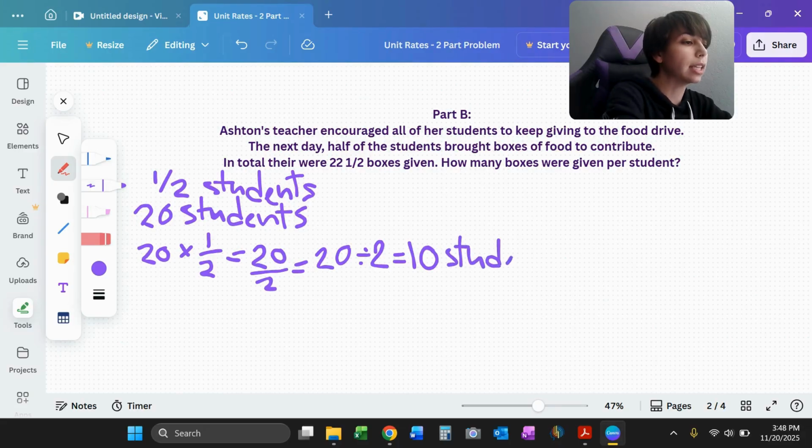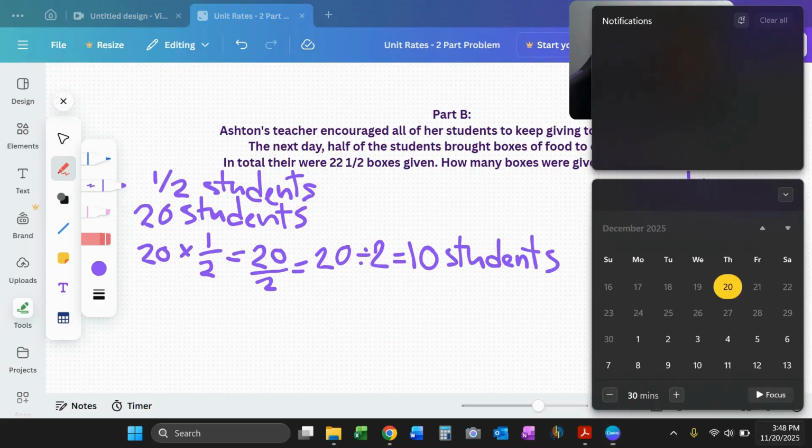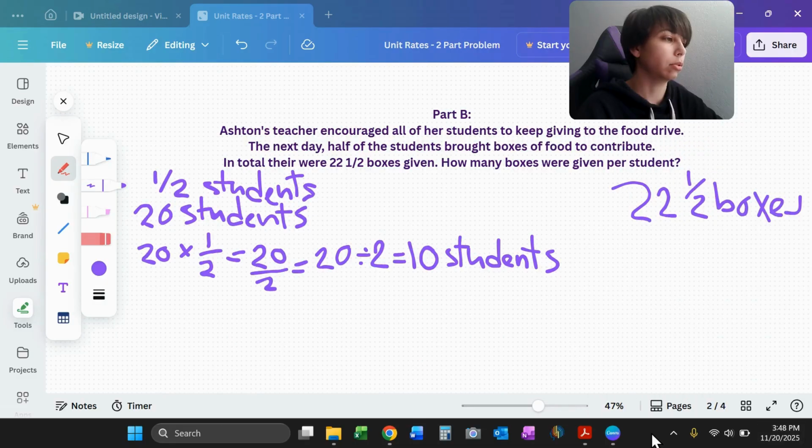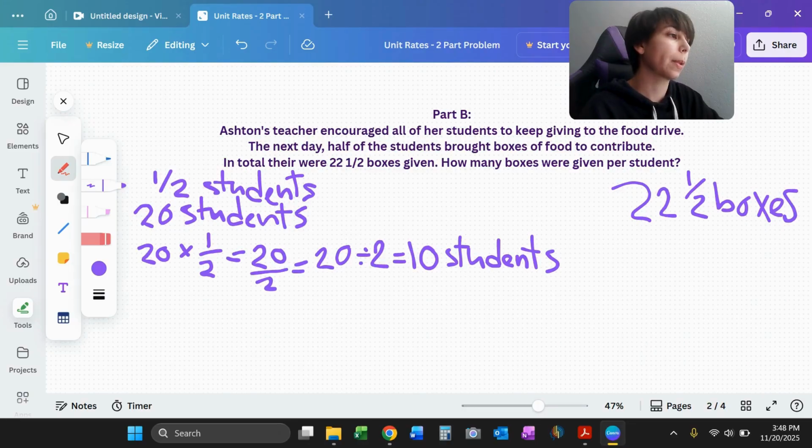All right, so we have 10 students. And all together, they were giving us 22 and a half boxes. Don't know why Canva doesn't let me write in that middle part of the screen. I don't know how that got pulled up. So a few glitches, Canva. And on the right side of the screen, it really doesn't like that either. But okay, we'll keep going. So 22 and a half boxes.